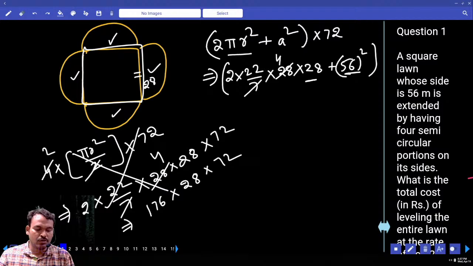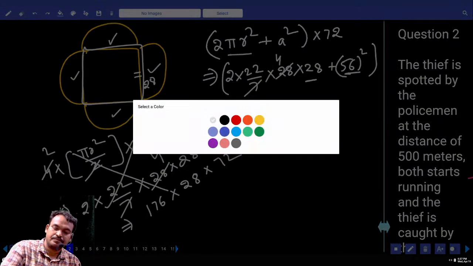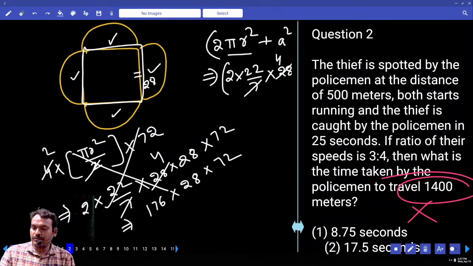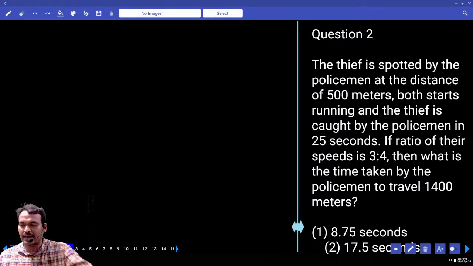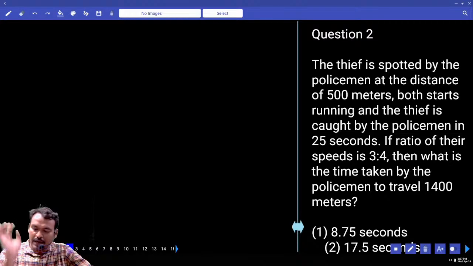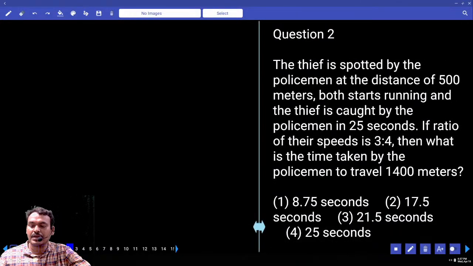Next, question number 2. The thief is spotted by the policeman at a distance of 500 meters. Both start running and the thief is caught by the policeman in 25 seconds. If the ratio of their speeds is 3:4, then what is the time taken by the policeman to travel 1400 meters?